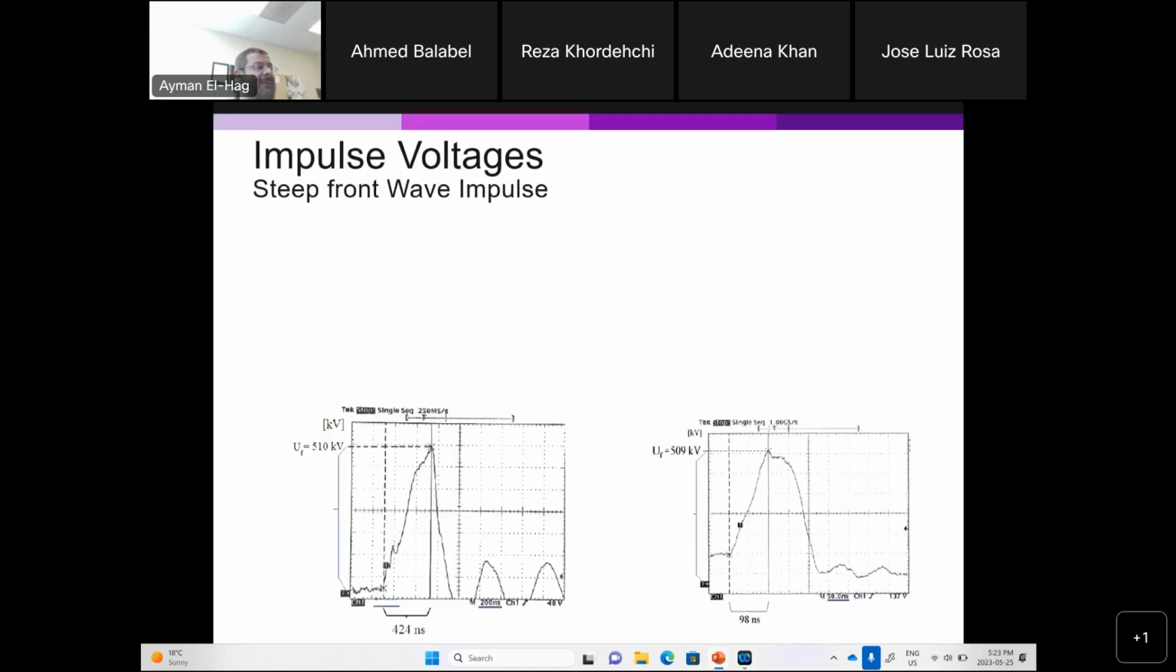The final one, we have the steep front waveform. Now, these steep waveforms are extremely fast signals. So here, this one has 1 kilovolt per nanosecond, and here it is 4 kilovolt per nanosecond. So the rise time here goes very fast, in a very short period of time, in nanoseconds.